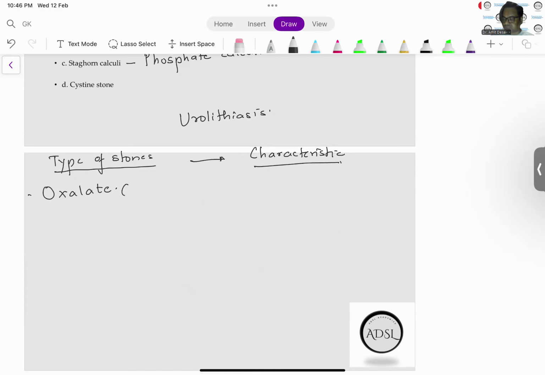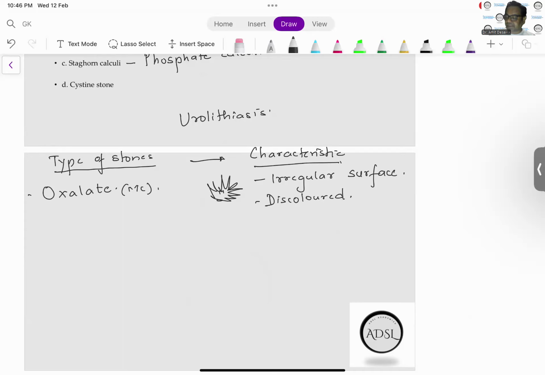It's the most common type. Now, how is this? It has an irregular surface, like a spiked kind of surface. Because of this irregular surface, it is rough, and it brushes against the mucosa, causing hematuria. When there is hematuria, the blood settles on the stone, and that is why the stone is a blackish colored or discolored kind of stone.